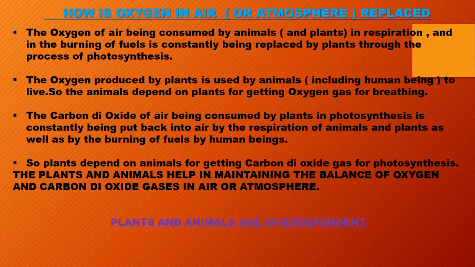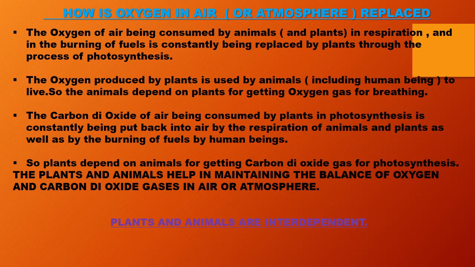The carbon dioxide of air is consumed by plants in photosynthesis, and it is constantly put back into the air by the process of respiration by animals and plants, or by burning of fossil fuel. How? Because in both of these processes they release carbon dioxide. So animals and plants use oxygen from air for respiration and give out carbon dioxide, and the carbon dioxide goes back to the atmosphere.